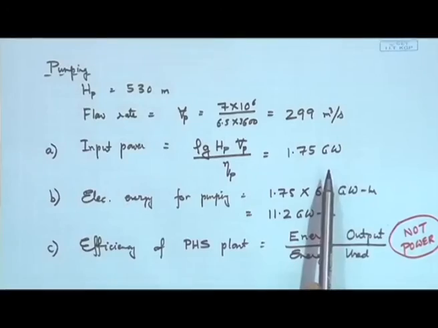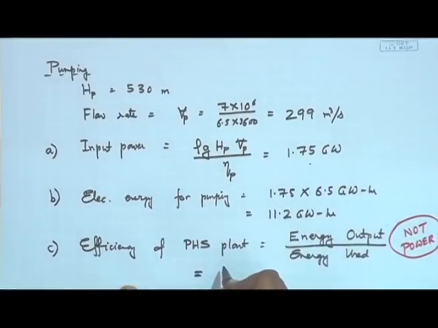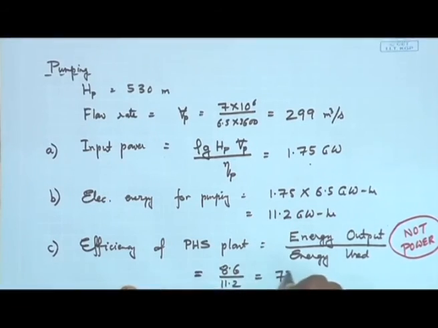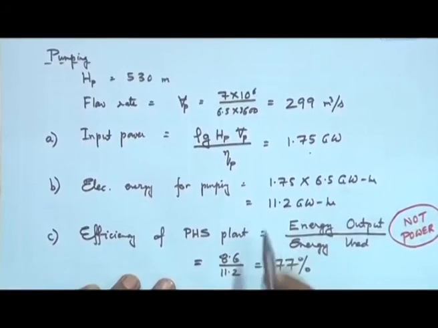But in this case it is a ratio of energies. Therefore, we are not going to use the power values. Power values, if you recall, what did we get? We got 1.75 as the input power and 1.72 as the output power. So efficiency is almost close to 100%, but that is not the case. Therefore, here we are going to use the energy, which is 8.6 over 11.2, and that turns out to be around 77%.